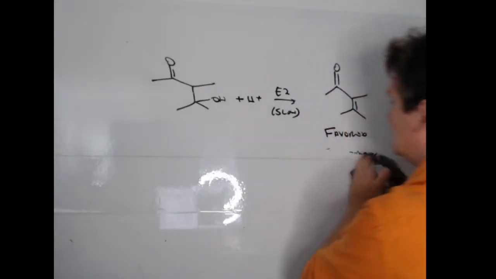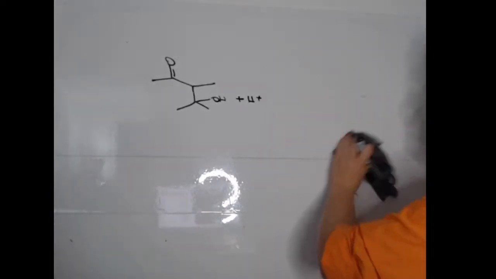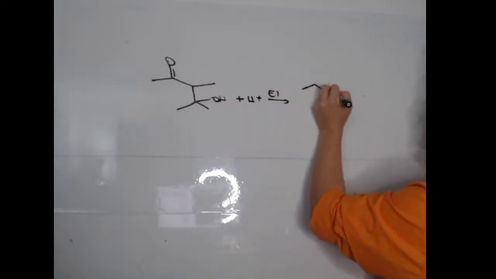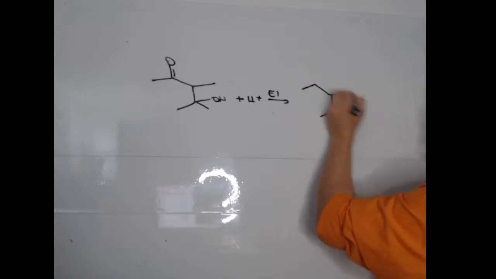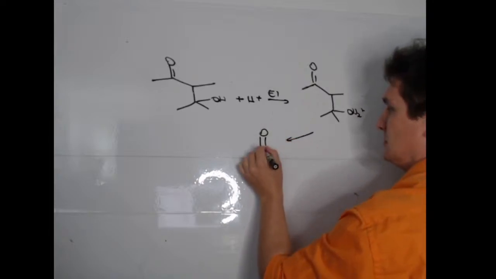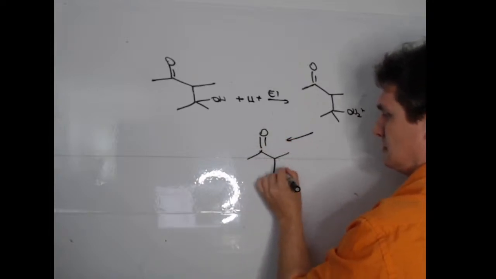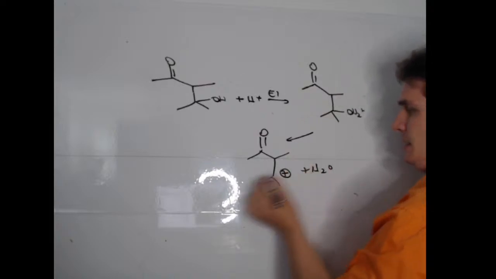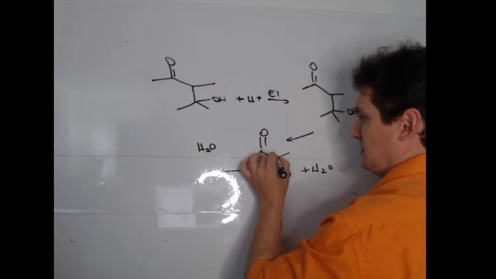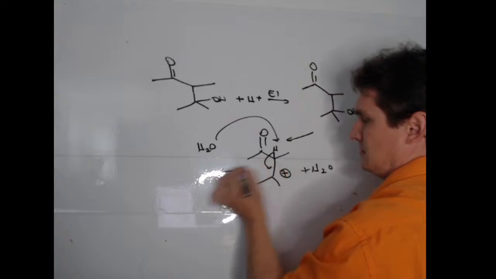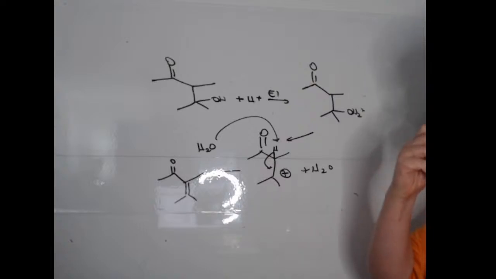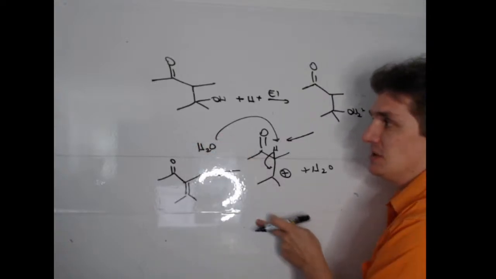Well, if you have an acid, you would just go through an E1 pathway. You start by protonating the alcohol. This would pop off, and then the water would take the hydrogen off. You would end up basically getting acid-catalyzed dehydration of an alcohol.